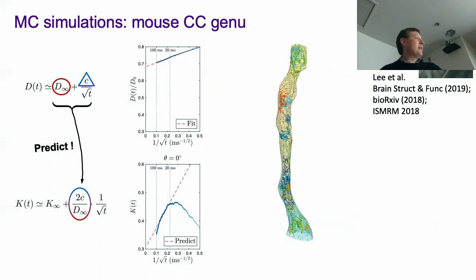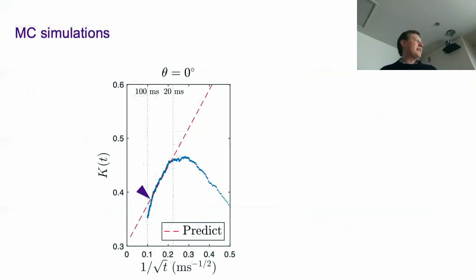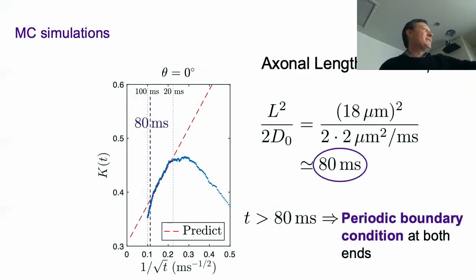And the slope is actually remarkable. You can make a calculation that the slope in front of 1 over square root of time in kurtosis can be completely predicted by these effective parameters in diffusivity. And this is not a fit, it's actually a prediction. Okay. And then there is a deviation at long diffusion times, of the order of 80 milliseconds, and that's because of finite size effects, because he makes them periodic, then wraps them around, right?